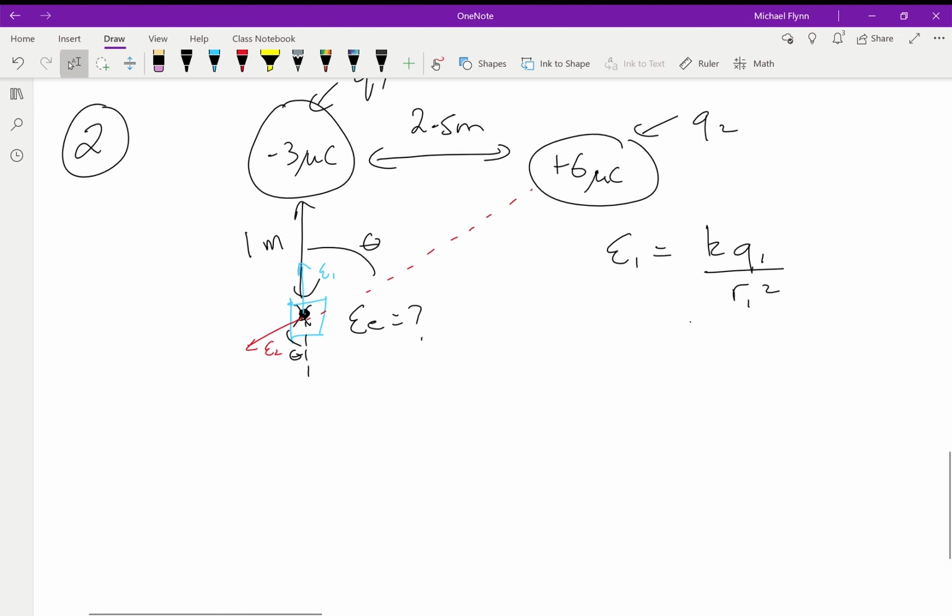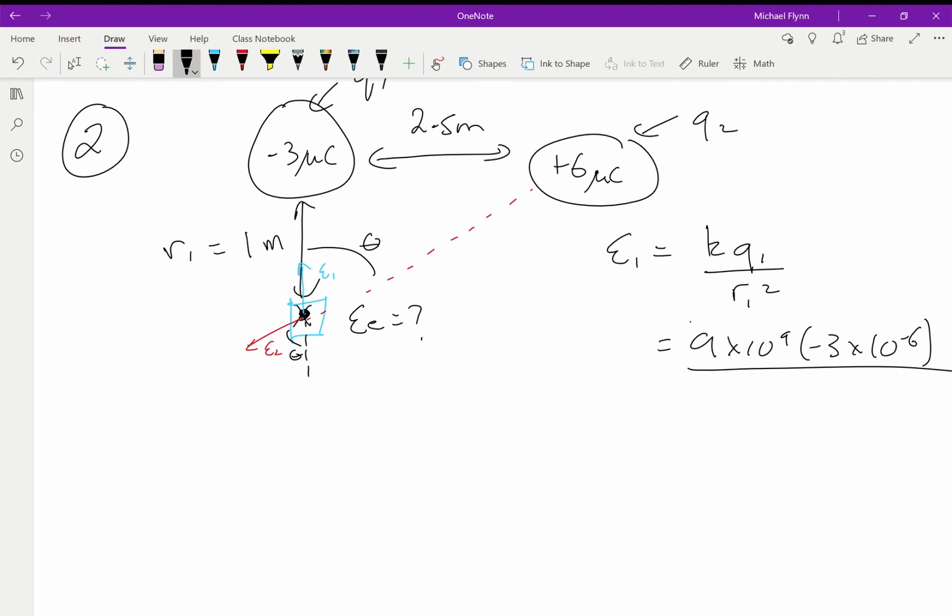Now I'm going to plug the numbers in, and you get 9 times 10 to the 9 times -3 times 10 to the -6. So that's Q1, and then R1 is this distance, so it's divided by 1 squared. Now taking my calculator, 9 exponent 9 times, oops, I broke a rule. Don't put the negative sign in there.